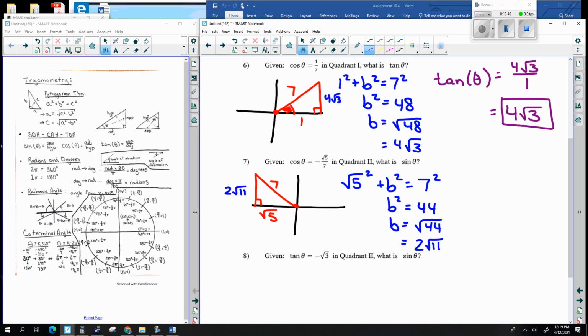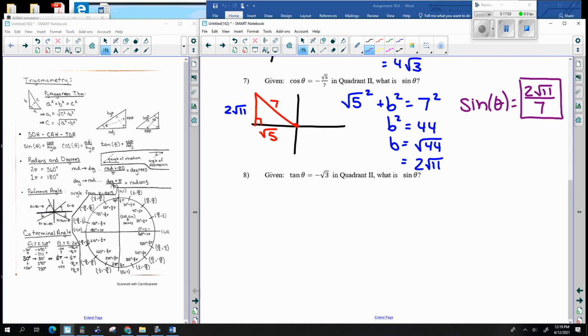So the ultimate question is, what is the sine? So the sine is the opposite over the hypotenuse. Sine is positive in quadrant 2, so that's positive. Okay, again, if they don't give you a fraction, you can turn it into a fraction. This is taking place in, again, quadrant 2. So tangent is opposite over adjacent.